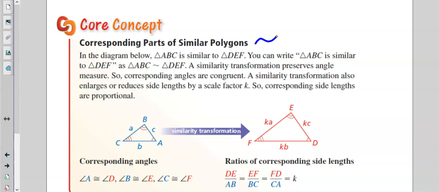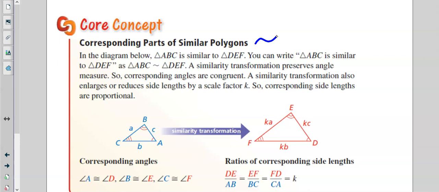So it says in the diagram below, ABC is similar to DEF. In other words, it's like a scale model. If you ever built a scale model of a car or a plane, or seen an action figure, that's a scale model. That means all the dimensions are the same. It's just a smaller version of the real thing or of a building.